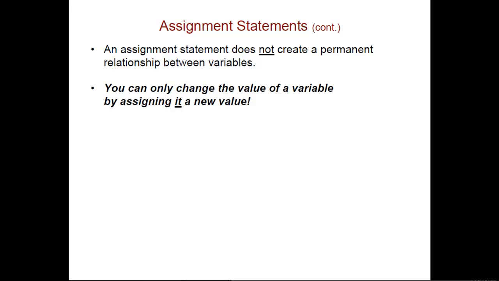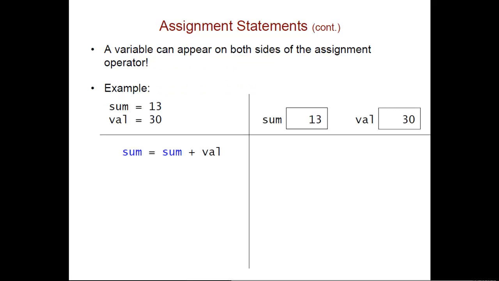Alright, now the other thing you can do, which may seem odd at first, is the same variable can appear on both sides of the assignment operator. So here I have a variable called sum, which I've assigned 13, another variable called val that I've assigned 30, and then I'm going to do this assignment statement here. And you can see sum appears on both sides. So what does that mean?